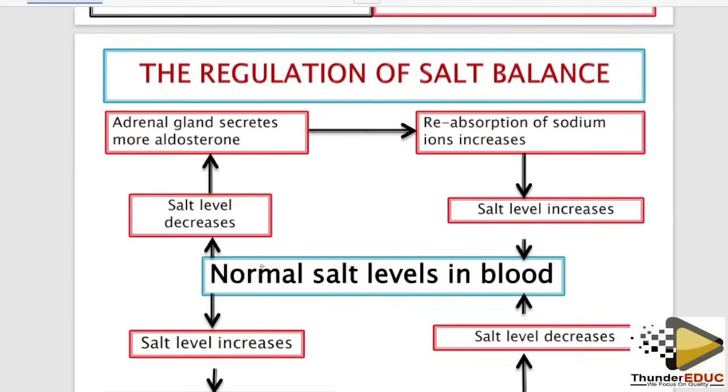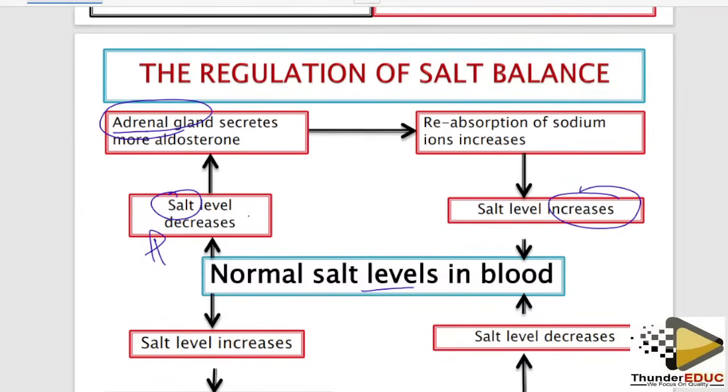If you are saying normal level, cool. Increase here, decrease in the level of salt, yes. The last statement will be increase in the level of salt. We know that. Then you need to know the gland which is going to act upon the salt, which is the adrenal gland. Don't forget that the adrenal gland produces two hormones.